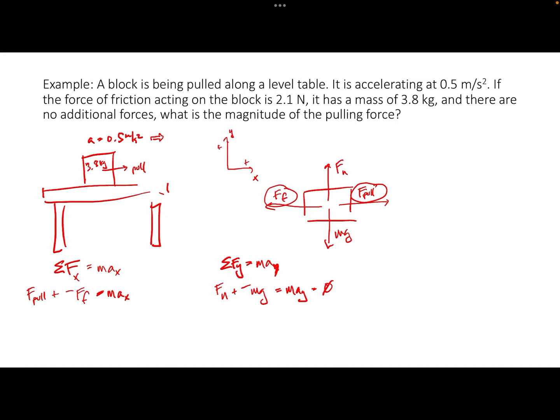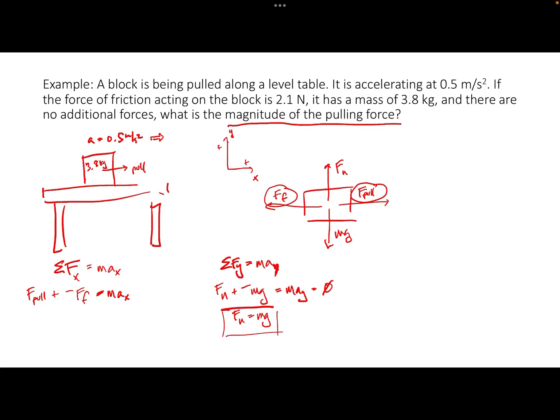So actually, we can figure out some stuff here real quick in the y dimension. We know the normal force has to be equal in magnitude to the weight. There's no acceleration. We're trying to find the magnitude of the pulling force. These two forces, the normal force and the weight, are totally immaterial. So I'm not even going to bother finishing this part of the equation. It just doesn't matter for this particular problem.